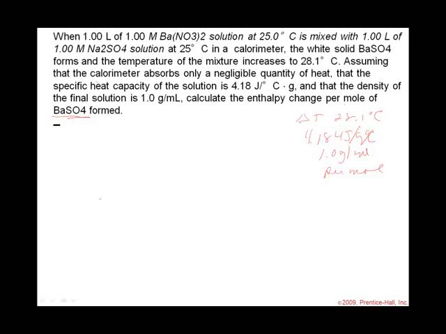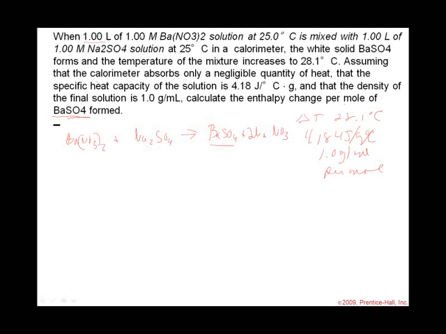Okay, so we need to do a little stoichiometry and just make sure we know what we've got. So we've got barium nitrate plus sodium sulfate. They will make barium sulfate, and sodium nitrate, and we'll have 2 of those. So for every 1 mole of this and 1 mole of this, I get 1 mole of barium sulfate. So let's see how many moles of this I have.